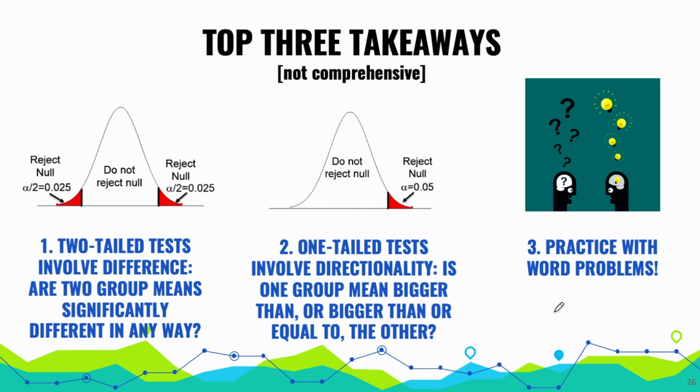Here are my top 3 takeaways from this video. They're not comprehensive, but they're just to make sure we're all on the same page. Remember that two-tailed tests involve difference. Are two-group means significantly different in any way? One-tailed tests involve directionality. Is one group mean bigger than or equal to the other?